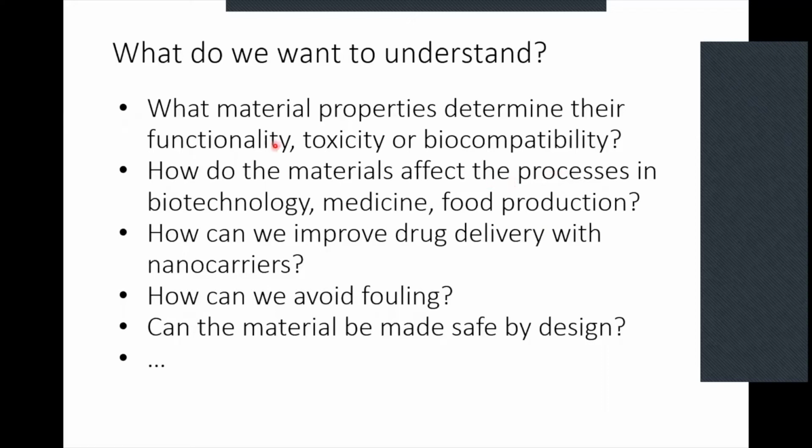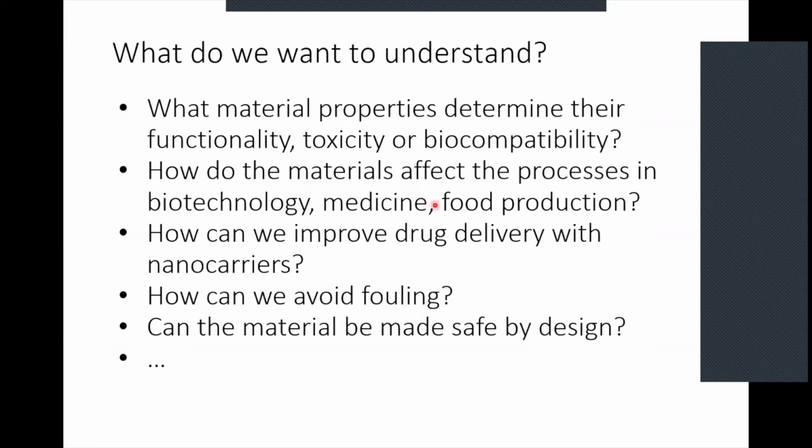What are the questions we're addressing? The first thing is the most challenging, and it's the holy grail of the entire physics: to take the atomic structure of a material and predict its properties at whatever scale. Certainly, in the general sense, it's impossible. In some cases we can make it work, but it's a really grand question. But we ask now, what material properties determine their functionality, toxicity, or biocompatibility? Can we really point at those properties that can be predictive?